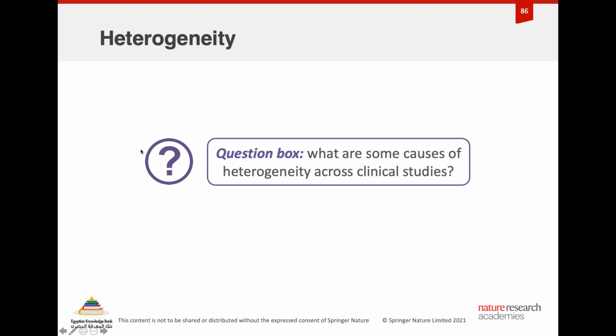I've mentioned these ideas of heterogeneity several times now. When I'm talking about heterogeneity, what type of clinical features do you think affect the heterogeneity across these different studies? What kind of things could cause heterogeneity across clinical research? There's no right or wrong answer. There's lots of possibilities. Can someone please write some of your ideas in the questions box?